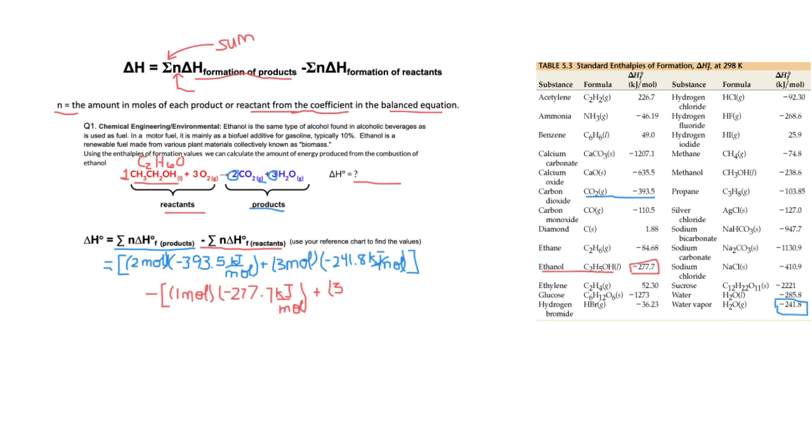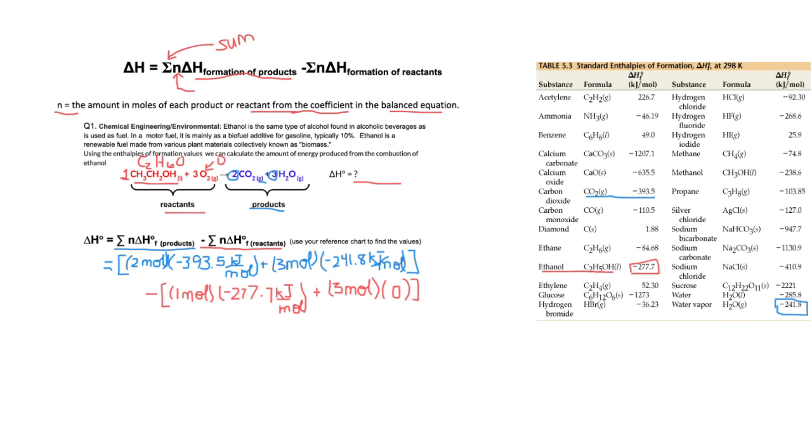So just a reminder, if you have an element in the standard form, you actually don't have to include it because there is no heat of formation. It's already in its standard form. So it would be 0. You don't necessarily have to write that 0 in. I'm just putting it in to remind you that this one here is going to have a 0 heat of formation. So just be careful of those.